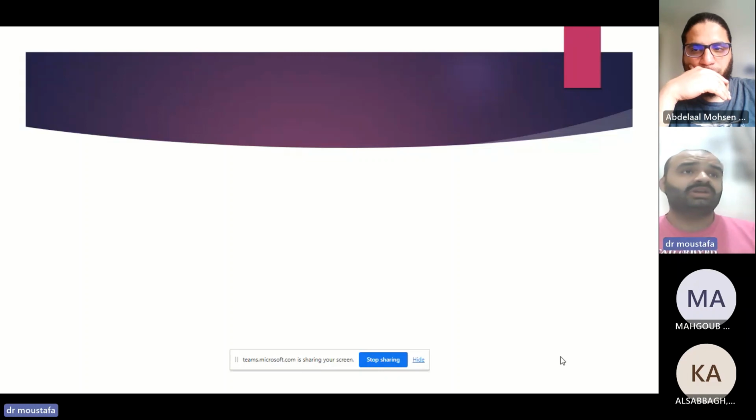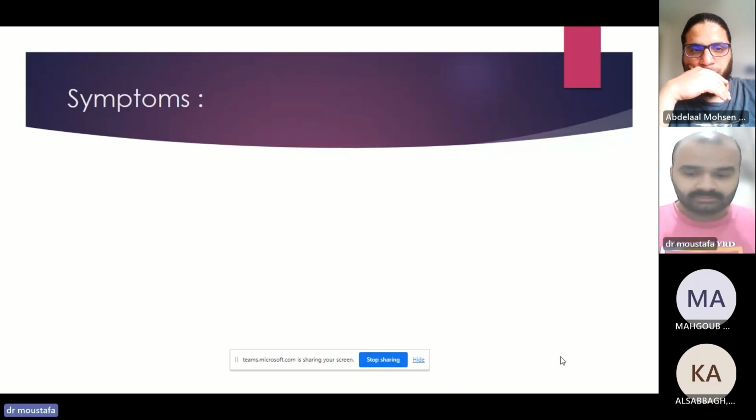All right. So we know about the definition, we know about the types, we know about the risk factors. Okay, so doctor, how can I know that my patient is suffering from a stroke? We have in neurology this acronym. It makes our life easier, all right? So what is this acronym? It's called FAST, F-A-S-T.